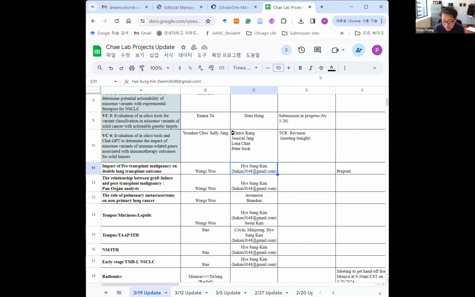Do you have a suggestion? I don't know exactly which one would be better, but I think there is the American Journal of Transplantation, so I think we can try that. If then rejected, maybe we can try two other transplantation journals. Because there are not many lung transplant focused journals other than JHLT. Okay, let's do it then. That's fine.